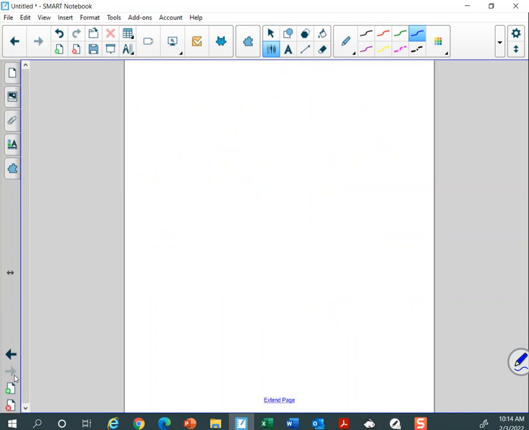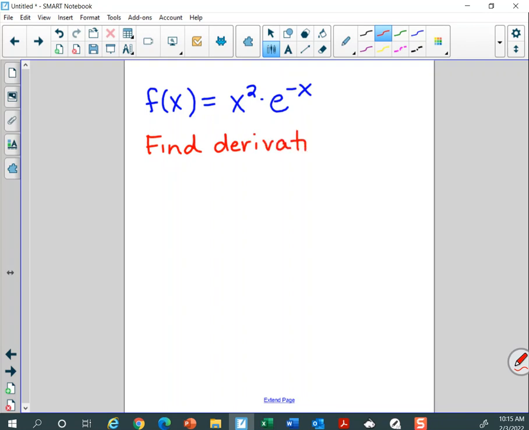So with all of that said, let's take this guy, x squared times e to the negative x, and we're going to analyze him. So if you would please take x squared times e to the negative x and write the derivative. A little bit of product rule, which we're good at.